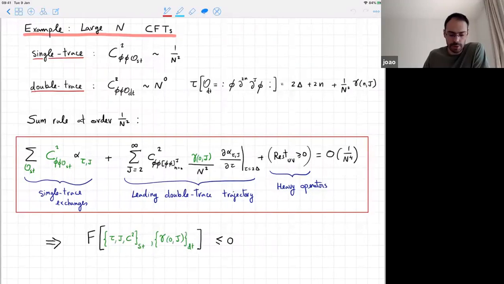And another thing we did was large n. So this is also very interesting because at large n, you have single trace operators that can appear with any dimension, but double trace operators that can appear only close to these double twist operators. Therefore, the sum rule splits their contribution very naturally. So you have a contribution from single trace, which you have to treat, everything is of order 1/n squared. And then you have a contribution from leading Regge trajectory of double trace, which is also of order 1/n squared, but everything else is higher order.